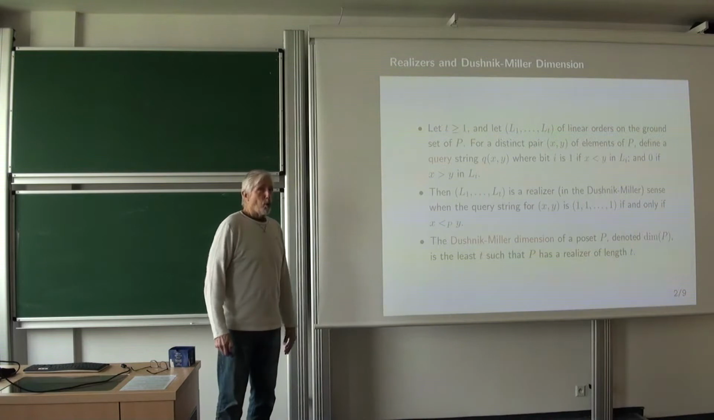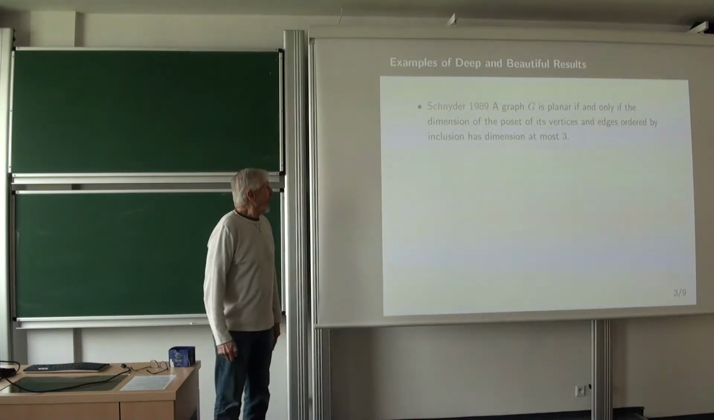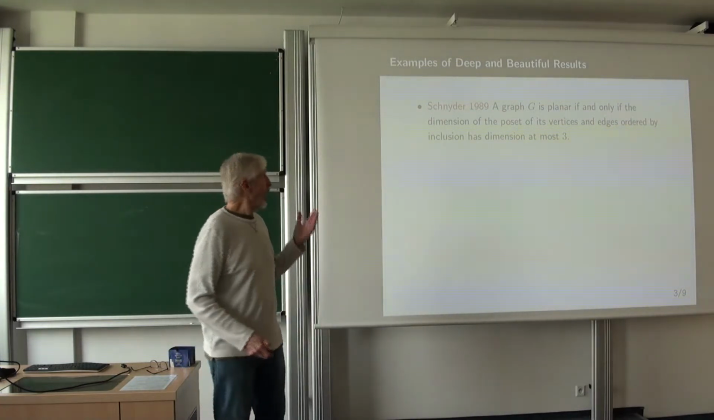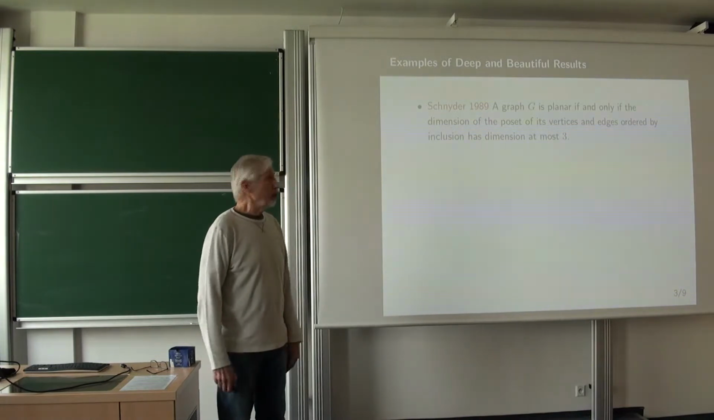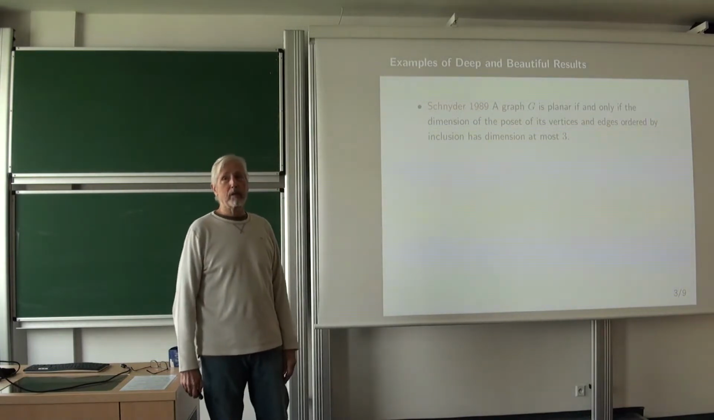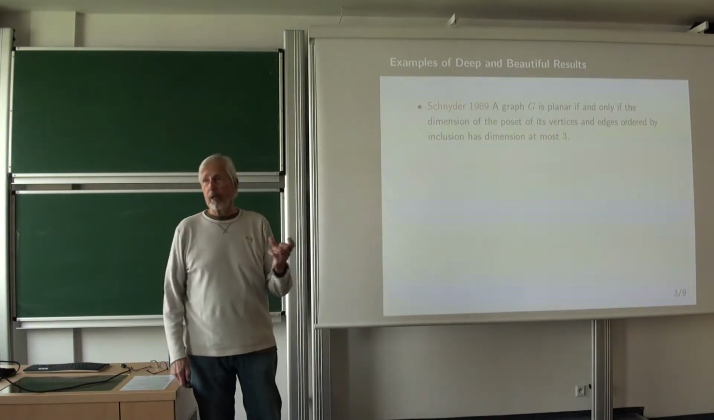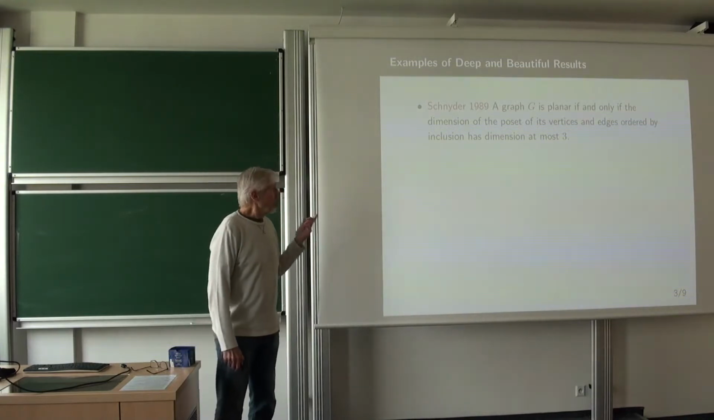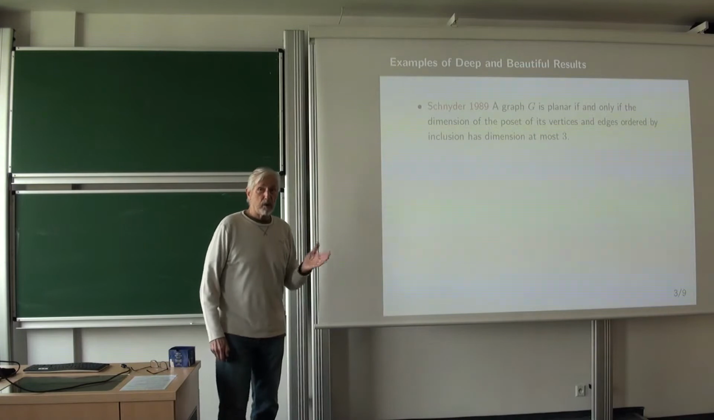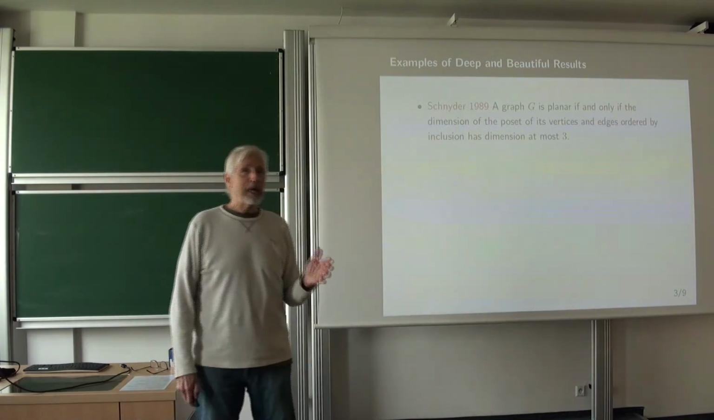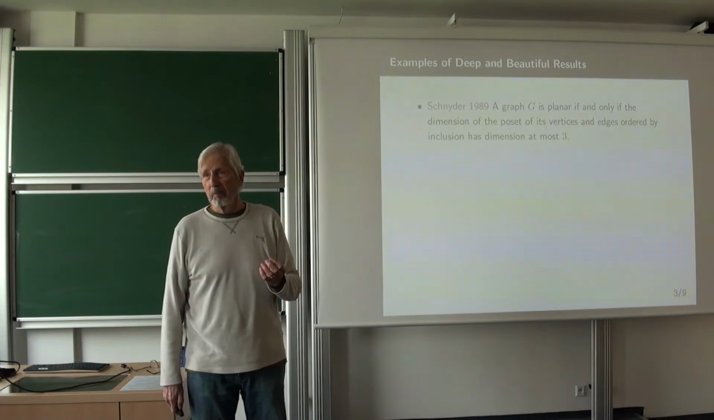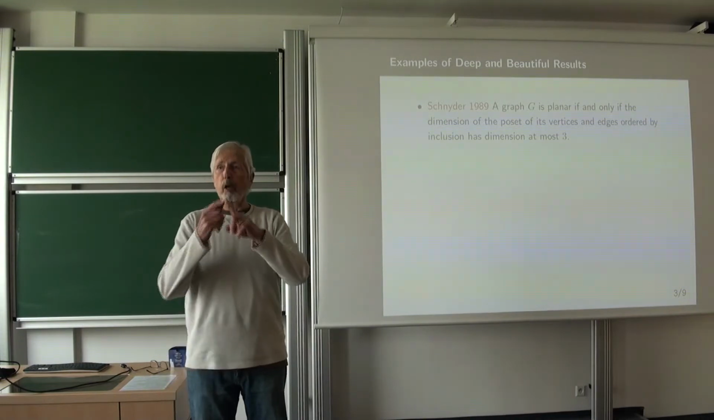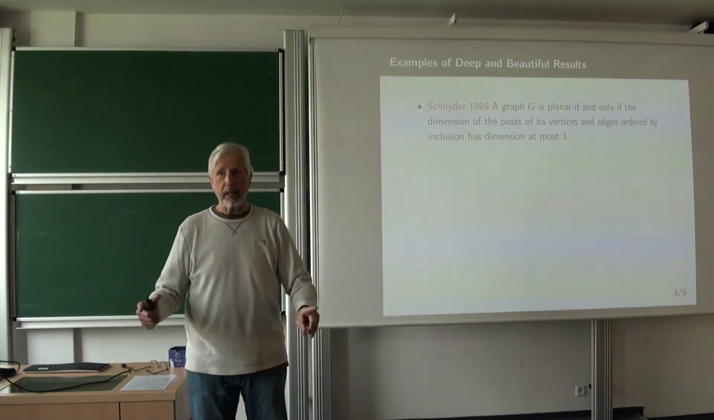Now, why do I like this subject? I think there's some beautiful, beautiful results out there. And this is one. Walter Schnyder proved in 1989 that a graph is planar if and only if you form a poset consisting of the vertices and edges ordered by inclusion, and the dimension of that is at most 3. And you're thinking, well, who would care about such a result? Well, this was the first proof that you can take a planar graph and lay it out on a grid where it's O of n by n.